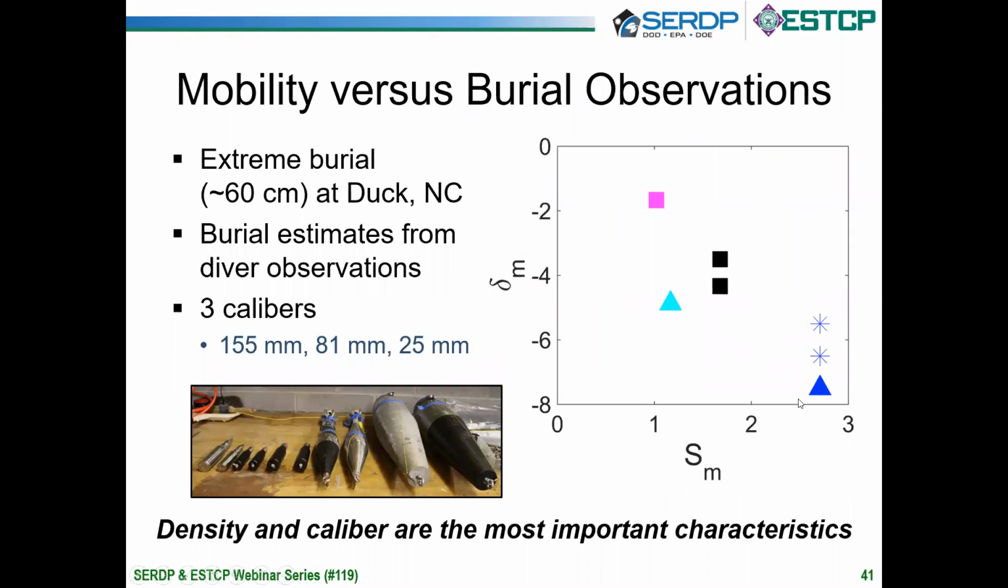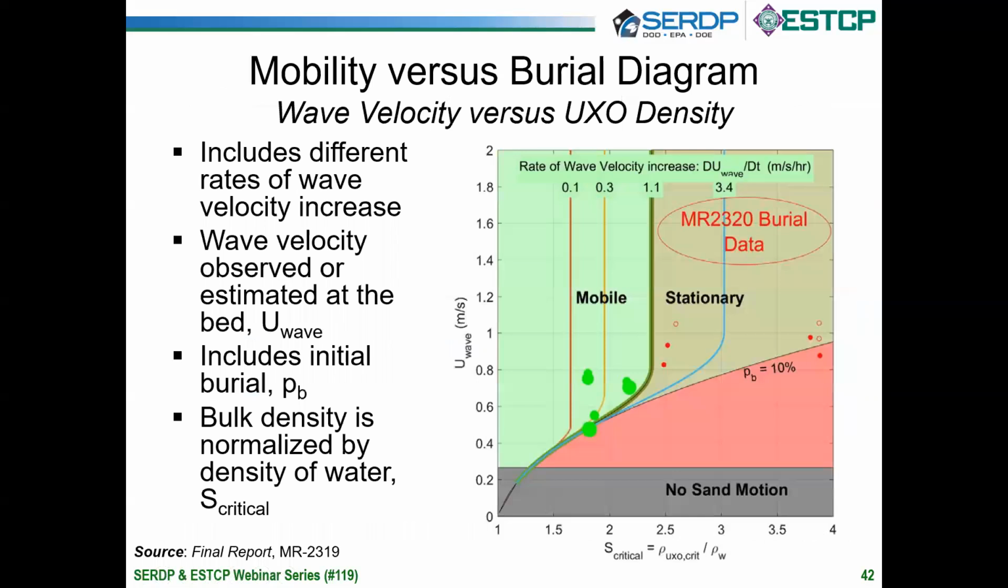And so this graphic here has non-dimensional density on the horizontal axis. And now we've non-dimensionalized the depth of burial by the caliber. So these numbers here represent how many calibers or diameters of the object deep they were found buried. Okay? And this leads us to believe that density and caliber are really the most important characteristics, and we'll talk a little bit more about that in the second half.